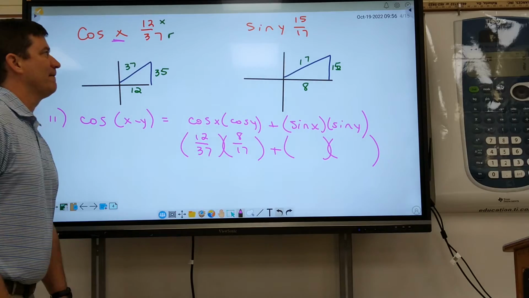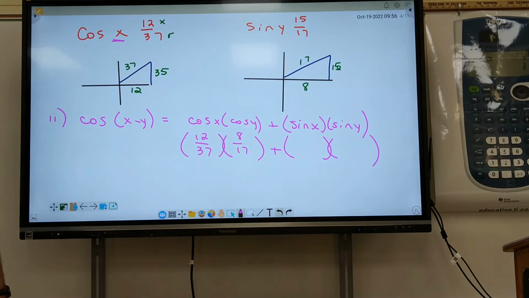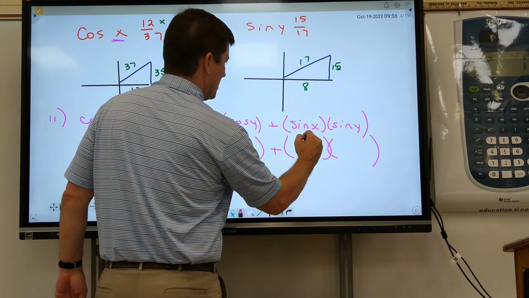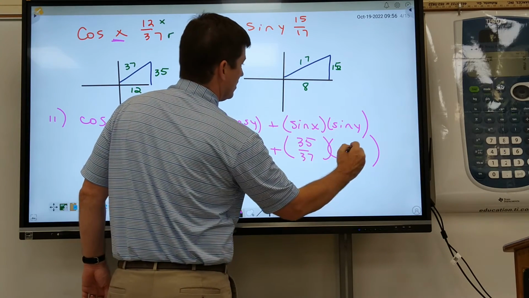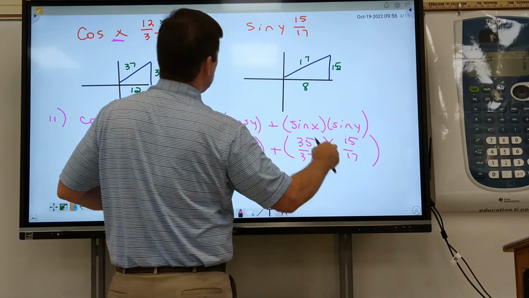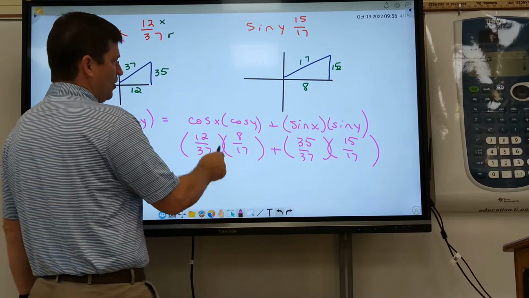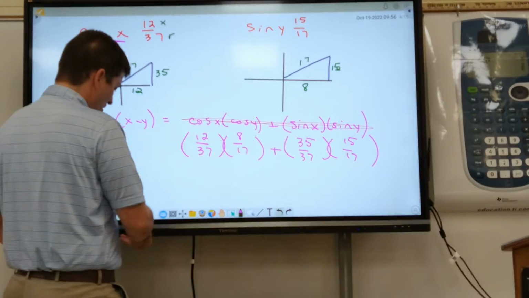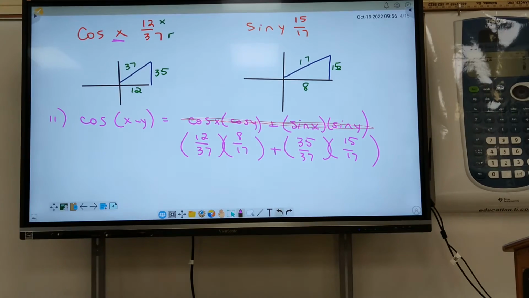Sine of x is number 8: 35 over 37. Okay. And the other one is sine of y, 15 over 17. All right, so look, you just bring your fractions down. I don't care if y'all write this part down, but I do want to see the fractions. Remember, you have to show me that step. Type it in your calculator. Let's see what you get.